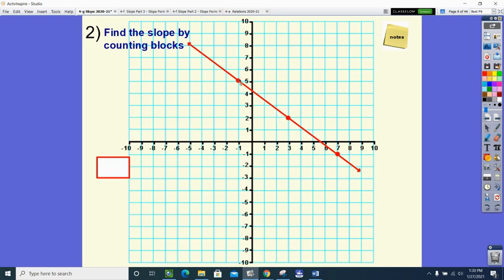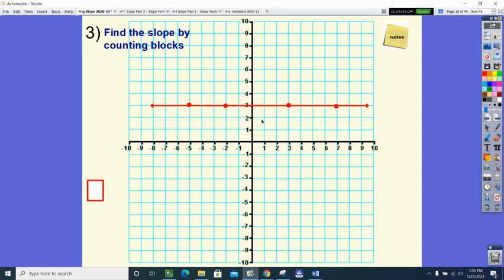Okay, so I went from this point down 1, down 2, still not there, down 3, and I'm at the right level. So my rise would be -3. Now I'm sitting right here where my cursor is, and I need to run to the right to that other point. So I would go 1 over, 2 over, 3 over, 4. So my slope would be -3 over 4. And that's how easy it is to calculate slope off of a graph.